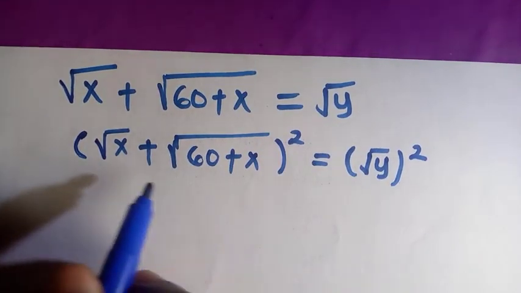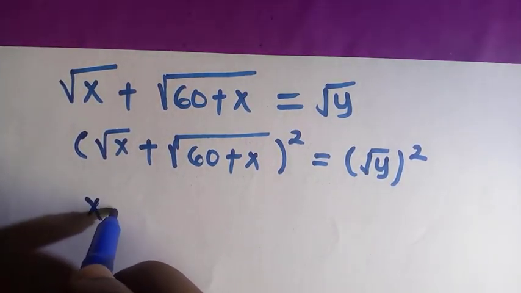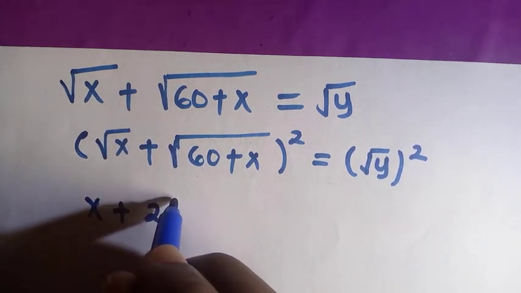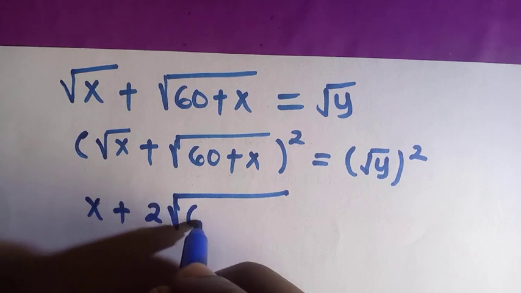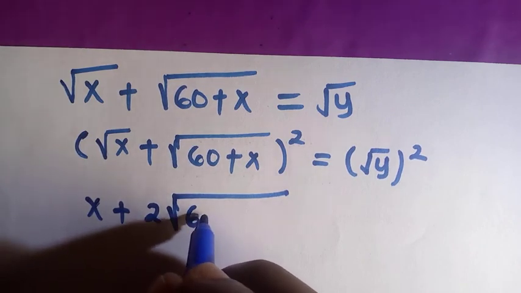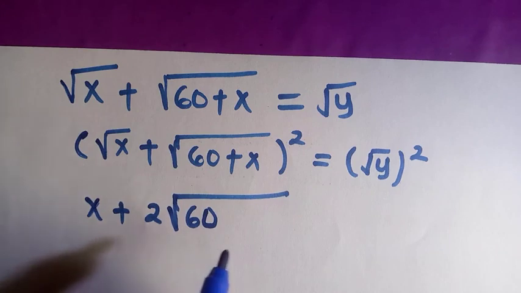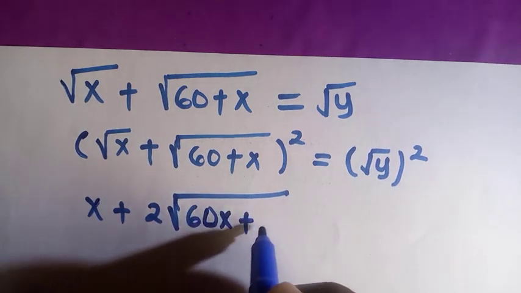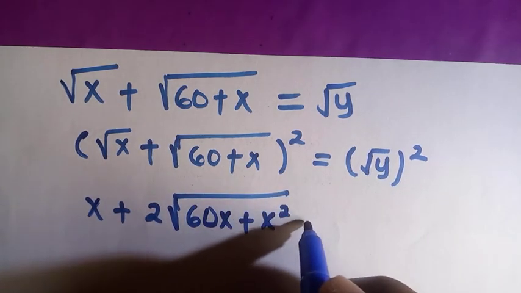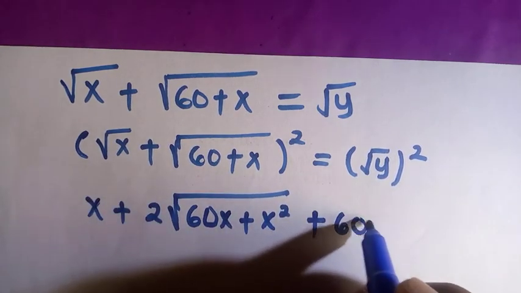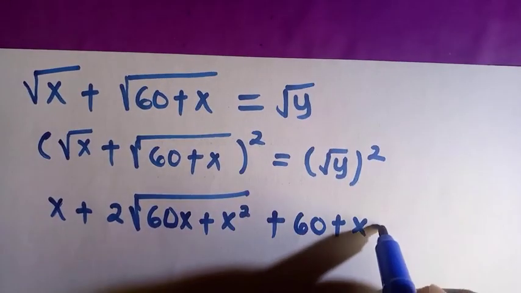If you try to expand this, the result is going to be x plus, so this one becomes 2 root 60 multiplying x, then plus x raised to power of 2, and plus again 60 plus x. Everything equals y.